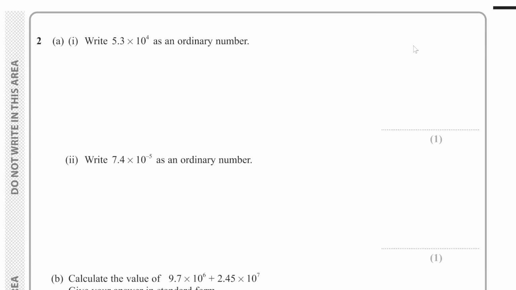Question 2, standard form. So write 5.3 times 10 to the power of 4 as an ordinary number. It's 5.3 times 10, 4 times. So times 10 once, 2, 3, 4. We can use the calculator again. So with standard form, if I type in the question to the calculator, it's going to give me the answer. Or if it doesn't work, if I type in the answer, it will go back to the question.